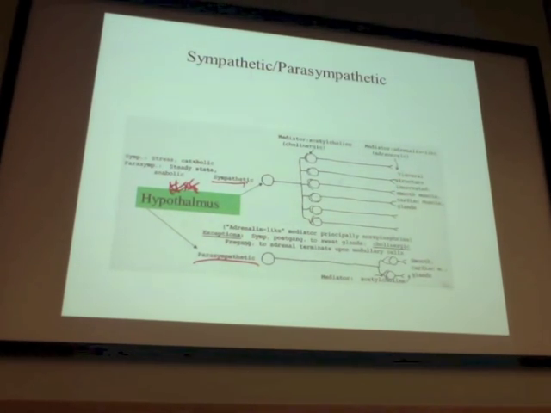Preganglionic, first neuron, the first synapse, acetylcholine. Sympathetic, second order, secretes norepinephrine or epinephrine. And then the parasympathetic is acetylcholine, acetylcholine.